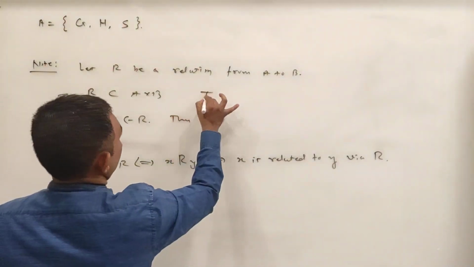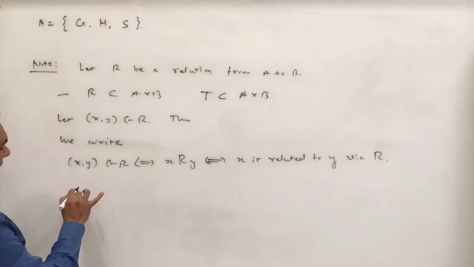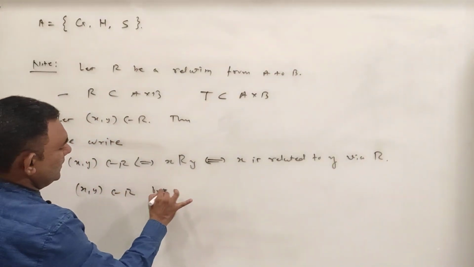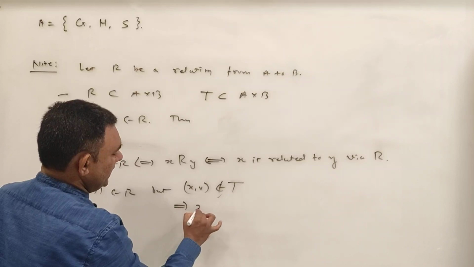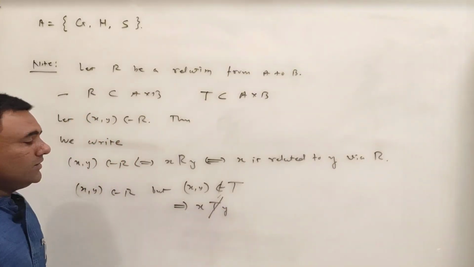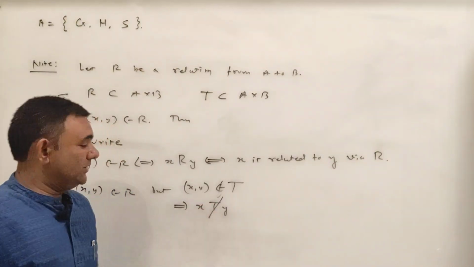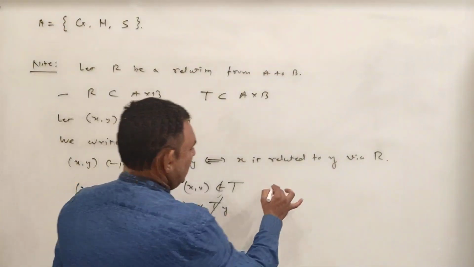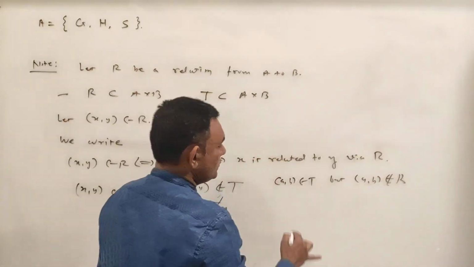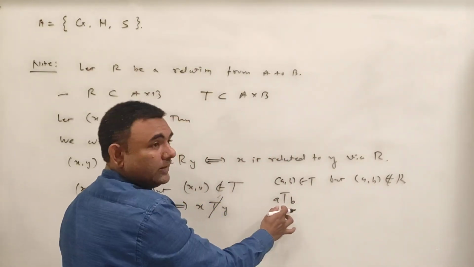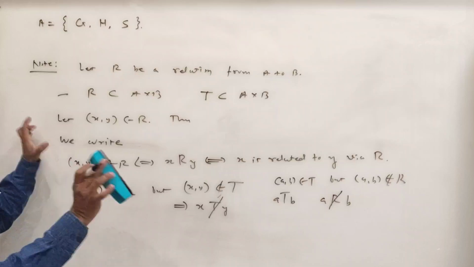Suppose I have some other relation T, another subset of A cross B. Then it may happen that XY belongs to R, but XY does not belong to T. So XY does not belong to T means X is not related to Y via T, and we write it by putting a slash on whatever the name of the relation is. Or it may happen that AB belongs to T, but AB does not belong to R. So A is related to B via T, but A is not related to B via R. So we write it in this way. This is just notation.